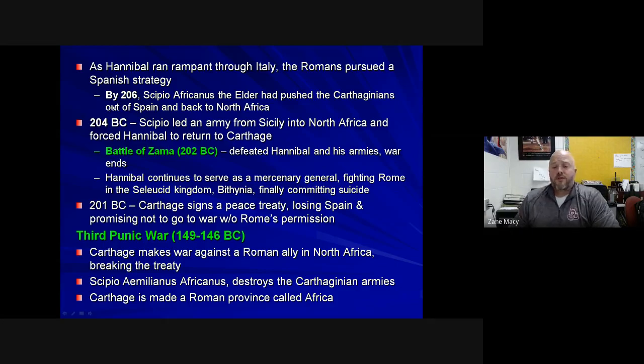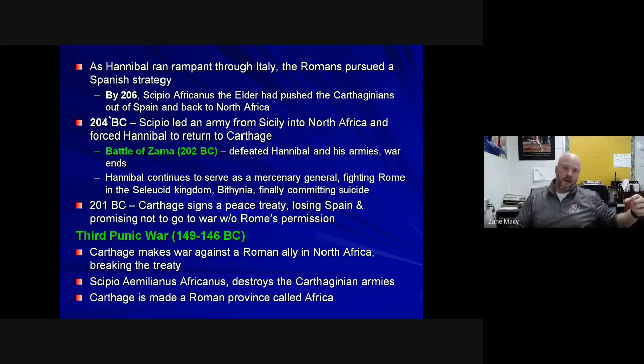So Rome takes control of Spain. The next thing that Scipio Africanus does is he sets his sights on North Africa, which, the reason that we call it Africa now is based off of Scipio Africanus. In 204 BC, he leads an army from Sicily across the Mediterranean to North Africa. By attacking Carthage directly, or at least landing his army in close proximity to Carthage, that's a big enough threat.